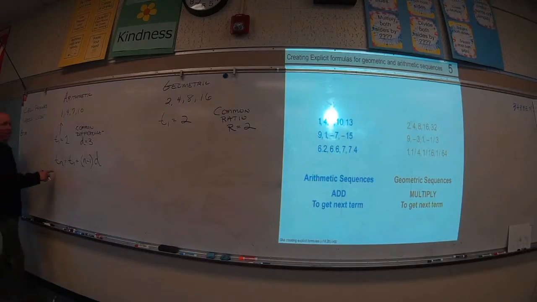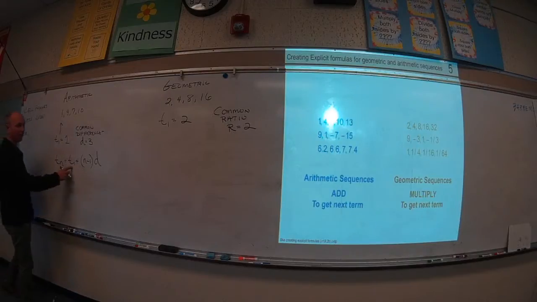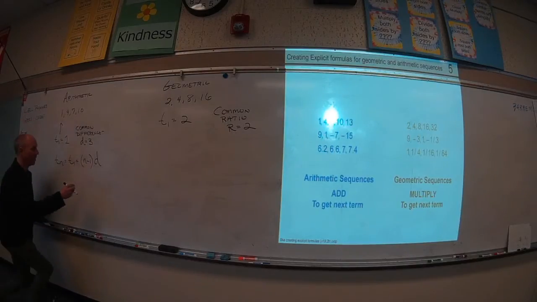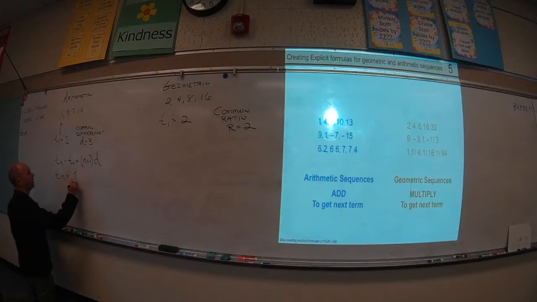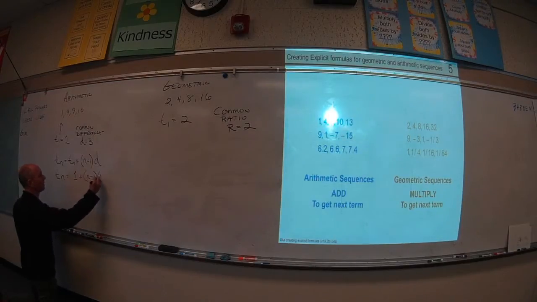So using this guy right here, I'm going to plug in the value of the first term and the difference. So here it is being plugged in. T sub n equals, what is the value of the first term? 1 plus n minus 1. What is the difference? 3.